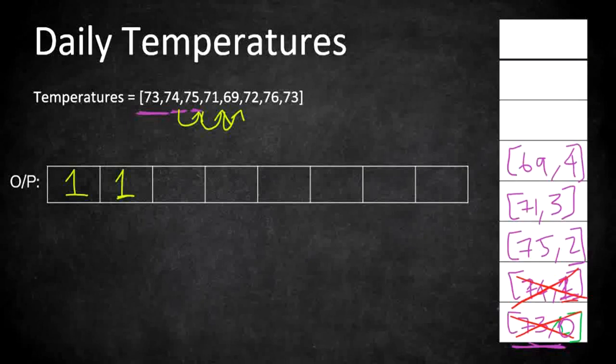There goes 72. If you check the top of the stack, 72 is actually warmer than 69. So what we need to do is pop the 69 because we found a warmer day than 69, and update 72 at index 5. The first thing we are going to do is update the value at index 4 because we popped it and we found a warmer day.